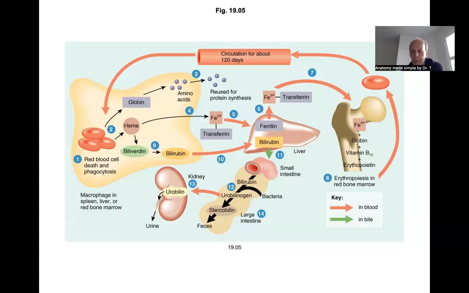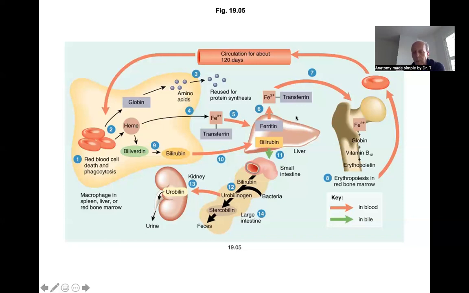Within bone tissue, part of it, of course, is going to be spongy bone tissue, most typically filled with red bone marrow. So in red bone marrow, iron will be resynthesized with the globin with the help of vitamin B12, and a hormone, erythropoietin, which comes from kidneys, stimulates and supports erythropoiesis. That is the process which generates new red blood cells.